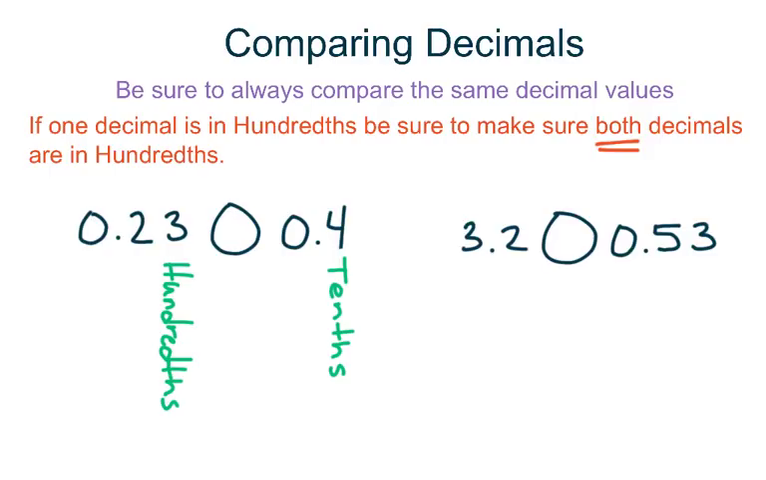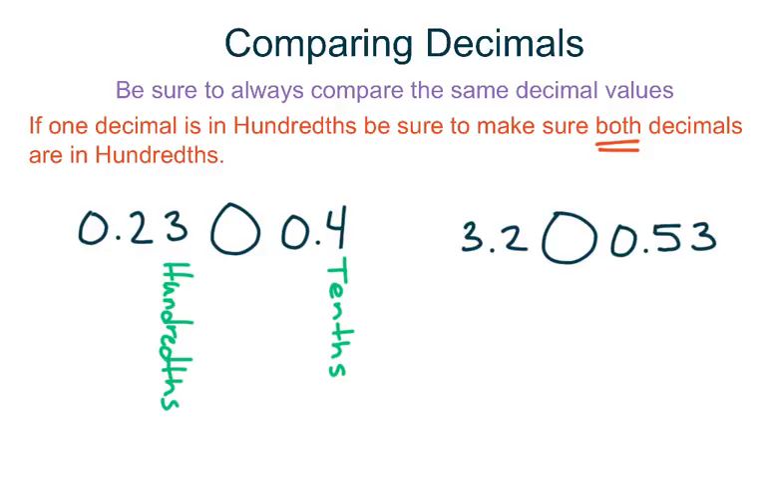So for example, we have 23 hundredths and then 4 tenths. At first glance, it could look like 23 hundredths is the larger decimal just because we see a 23 and we see a 4. But don't make that mistake. If one of the decimals is in hundredths, be sure to make them both in hundredths. Add that 0 to the tenth and turn it into hundredths so that we're not confused.